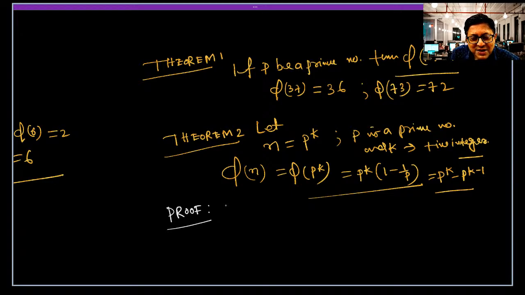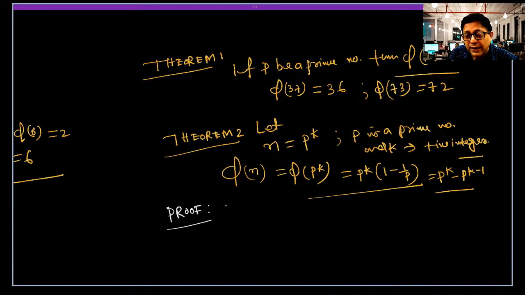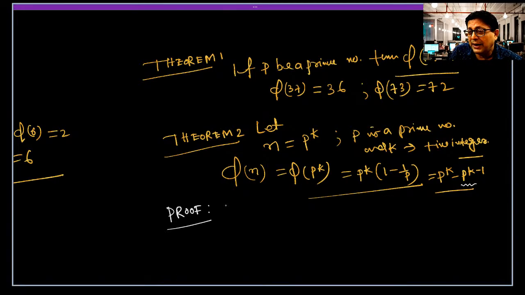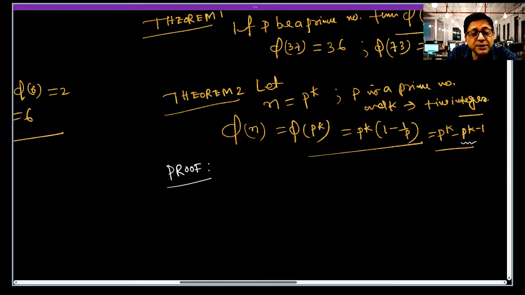I am telling you that the number of numbers less than p^k and not co-prime to p^k is p^(k-1). So the number of numbers less than p^k and prime to it will be p^k minus p^(k-1). Clear? If it is not clear, then let me try my level best to explain it to you.